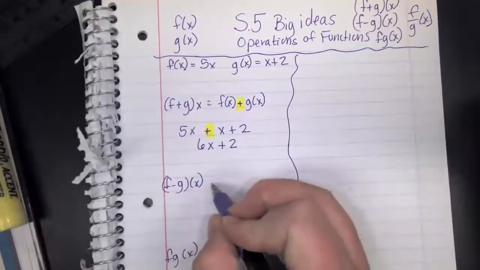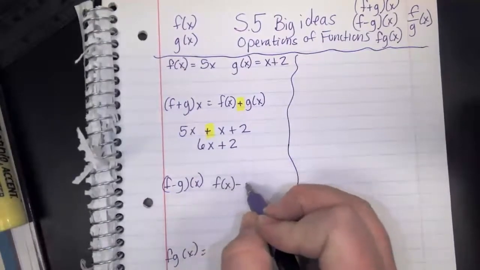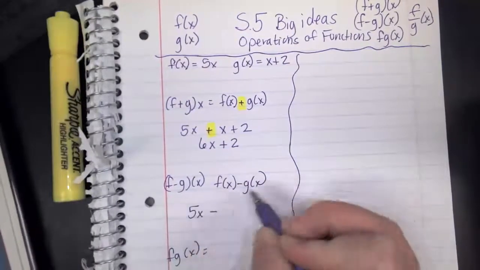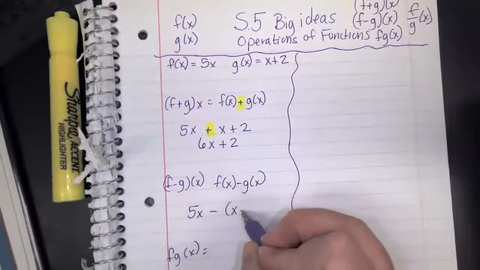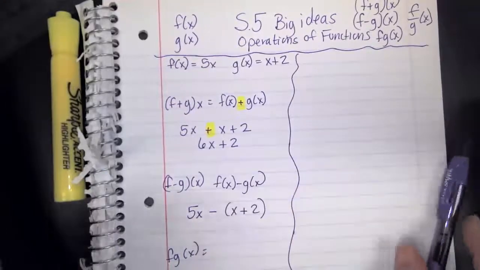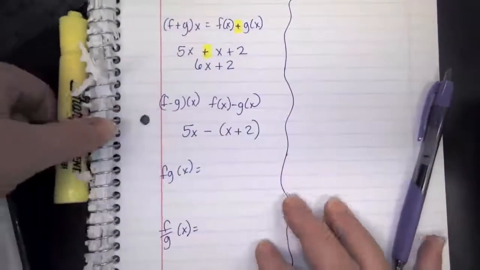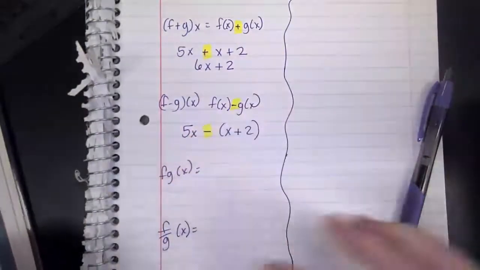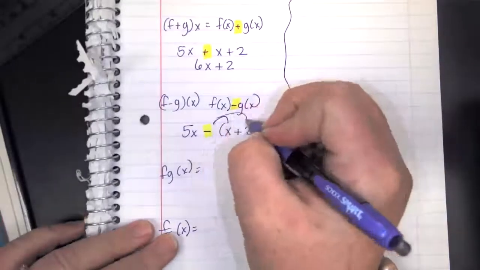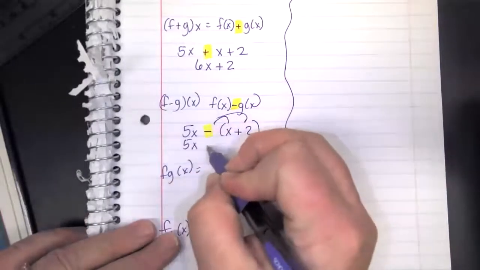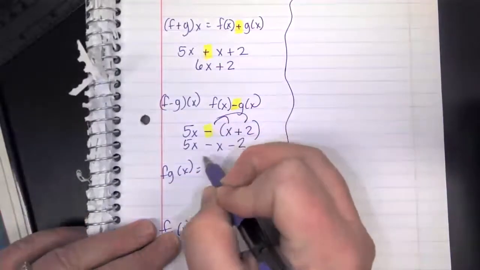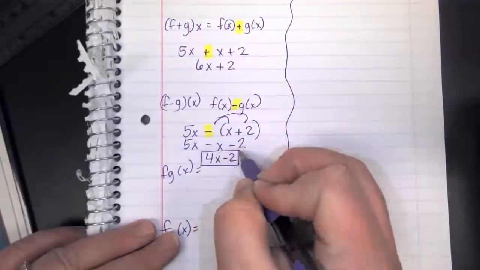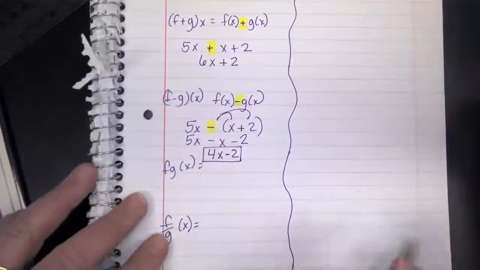All right, this one just means f of x minus g of x. So when you do this, you have to be careful because you are subtracting all of this. So what do we have to do with that minus? Right, we have to distribute it. So 5x minus x minus 2 gives me 4x minus 2.